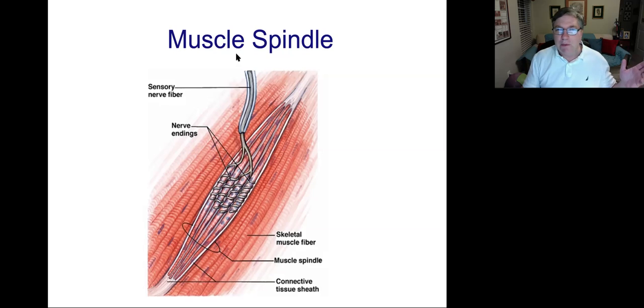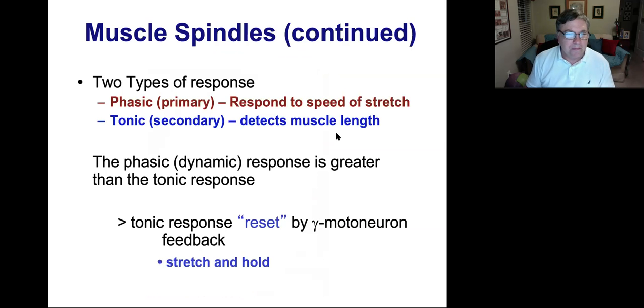So it's going to send action potentials down afferent neurons to the spinal cord, which in turn is going to produce a stretch reflex, which is going to increase the contractility of the agonist muscle, and then reciprocal inhibition, which is going to reduce the amount of force that the antagonist muscle is producing. So we have 2 types of responses: tonic, that responds to length, and then phasic, that responds to the speed of the stretch. So it's really the phasic that's probably most important.